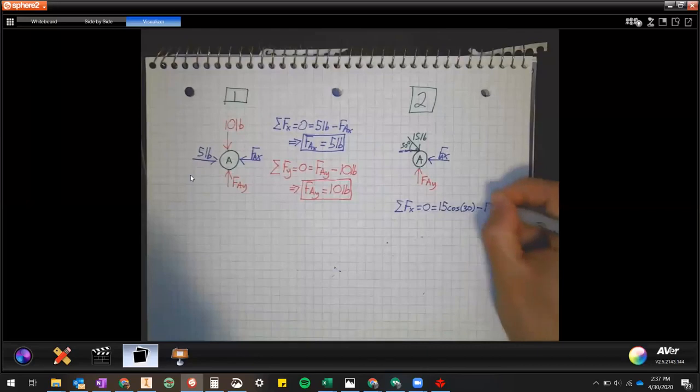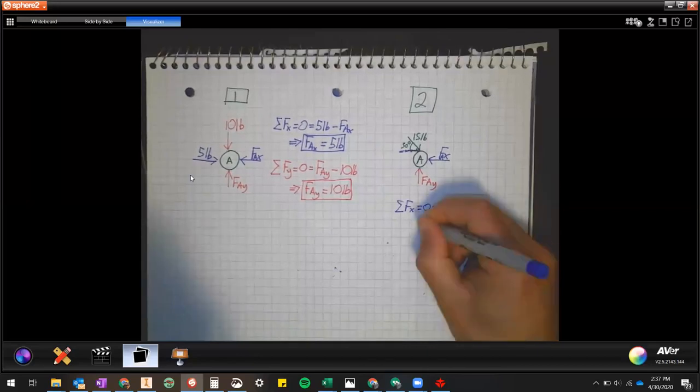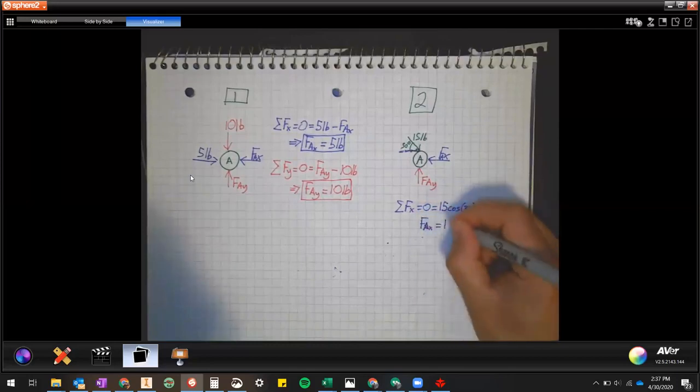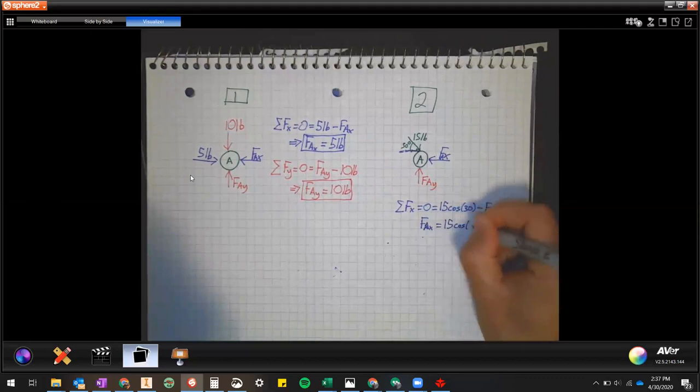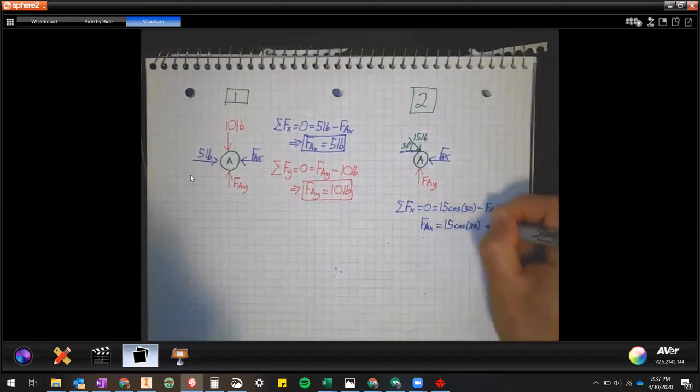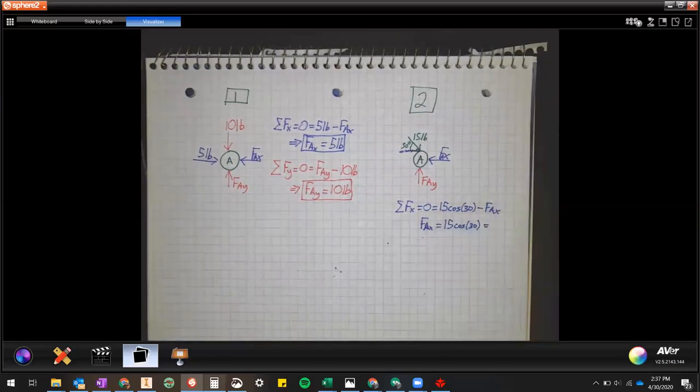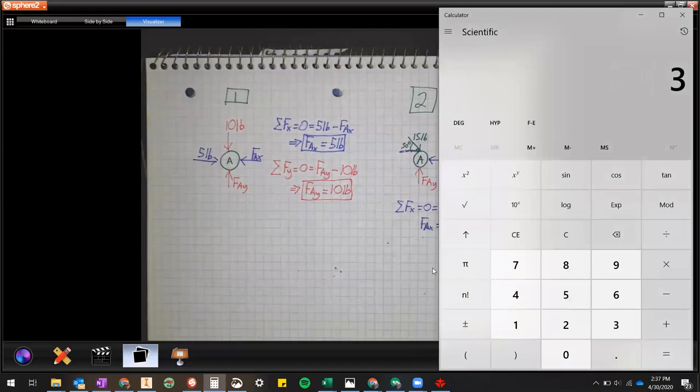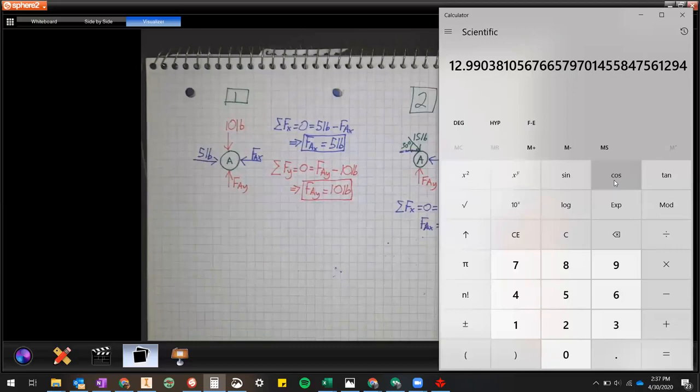minus FAX. So FAX is equal to 15 times the cosine of 30, which would be equal to, I take 30 cosine times 15, 12.99 pounds. If you want to say 13 pounds, we could even say that.